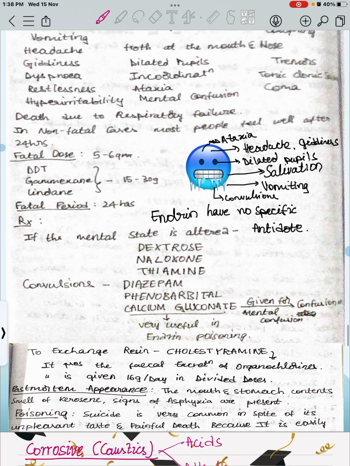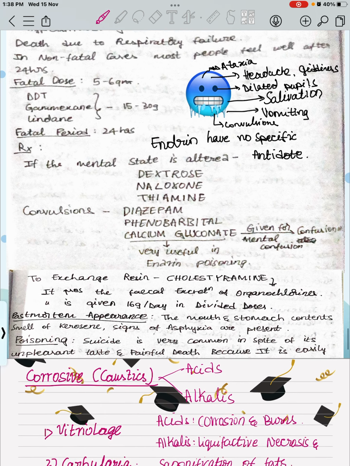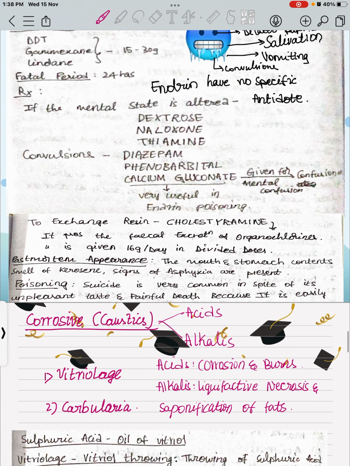As we discussed, it causes mental confusion. Calcium gluconate is very useful because it reduces mental confusion. Ion exchange resin, cholestyramine, increases fecal excretion of organochlorines. It is given 16 gram per day in divided doses.